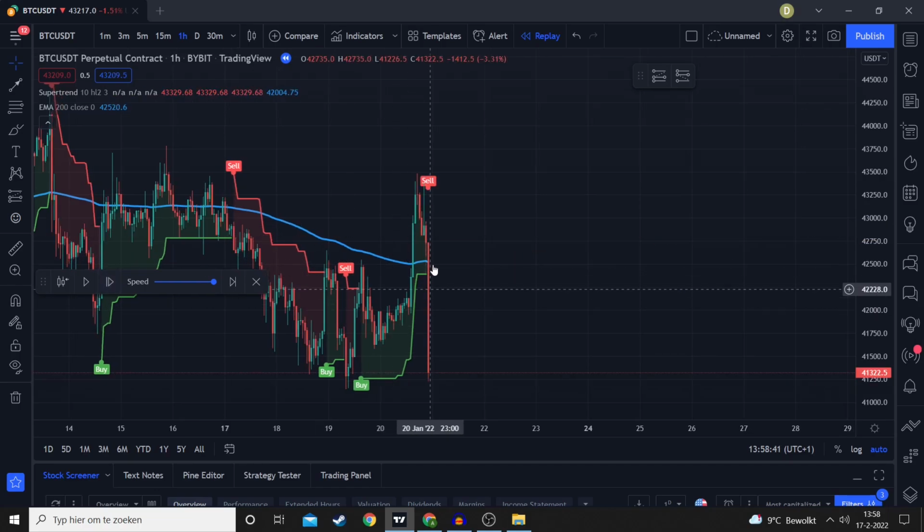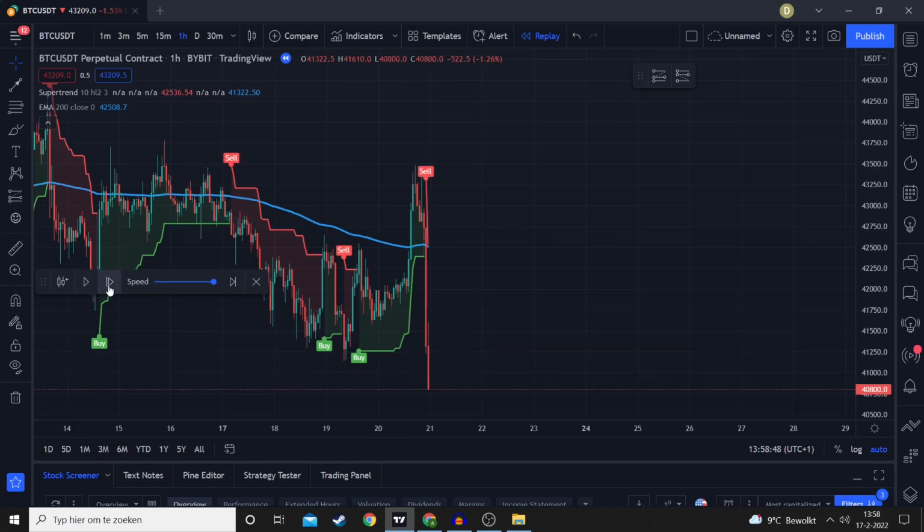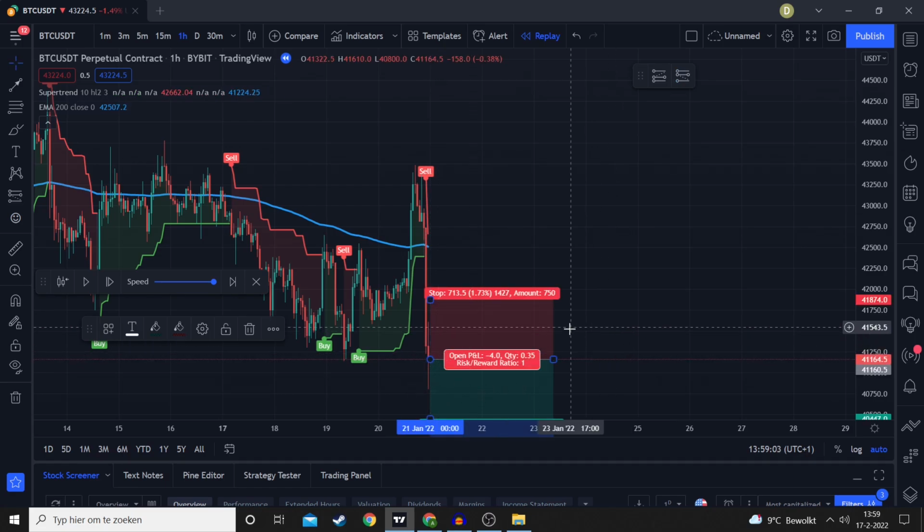So what we're seeing here is that there's a sell indicator. Just wait for a confirmation candle, so wait for the next candle to close. When the next candle is closed, you will take a short position. The confirmation candle was made beneath the EMA 200. So this will be a short position. This will be the short position.